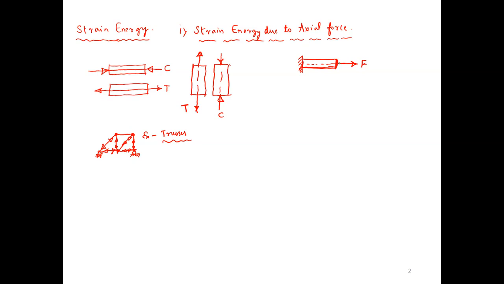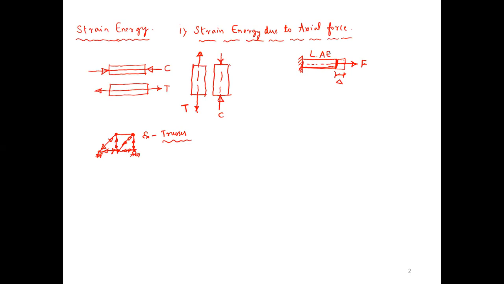What happens if I apply F, with one end fixed and F applied on the other side? What happens? Deformation. It will deform, or it will be subjected to displacement. Say this is the displacement, delta, and this member has length L, area A and modulus E.